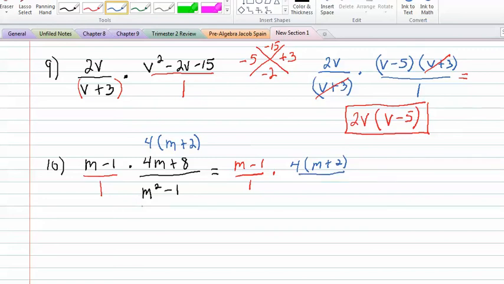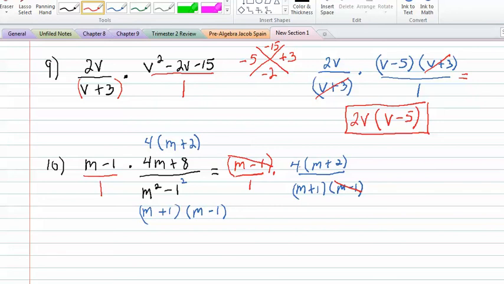The bottom, hopefully you see it's a difference of squares, because I can make this a square, right? M plus 1 and m minus 1. So that's at the bottom. And now, can we cross cancel? This is a quantity. I'm going to put it in parentheses so I know I can cross cancel this one and that one.